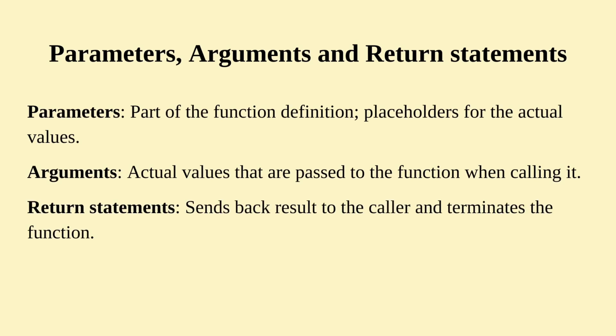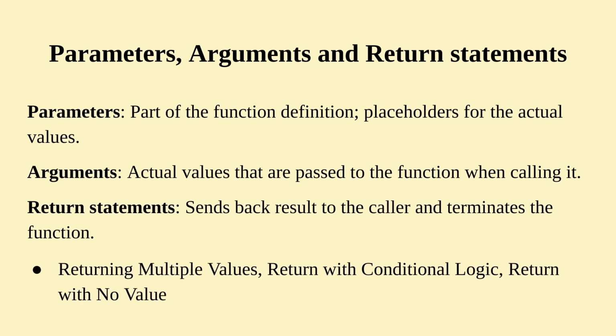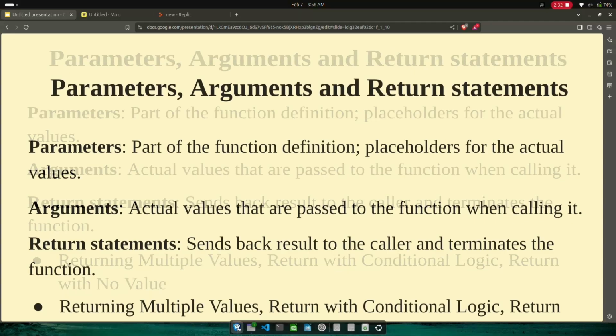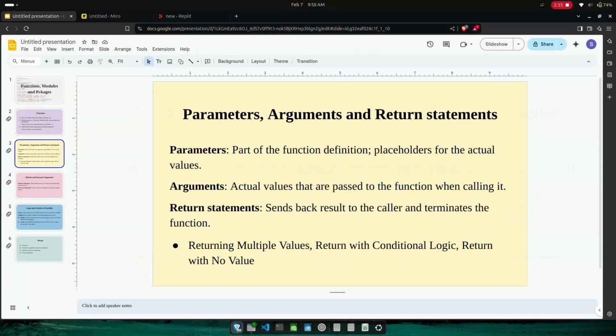Return statements. They send back a result to the caller and terminate the function. So when the return statement is executed, the function is terminated immediately. Also, return statements can be used in more ways than one. We can return multiple values. We can also use the return statement with if and else, where a certain value is returned if a condition is satisfied. In some cases, we can even omit the return statement or include it with no value succeeding. So let's understand these with examples.